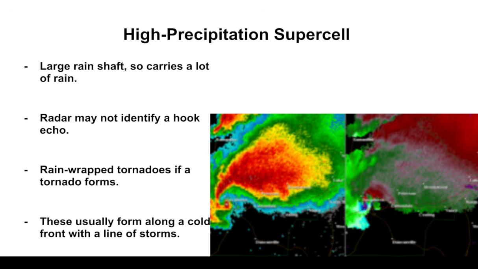These typically form along a cold front with a line of storms, or maybe just ahead of a line of storms, but they typically form near a cold front. They can also develop along an outflow boundary, a warm front, or any of those. But if they're high precipitation, they typically are close to other storms as well.